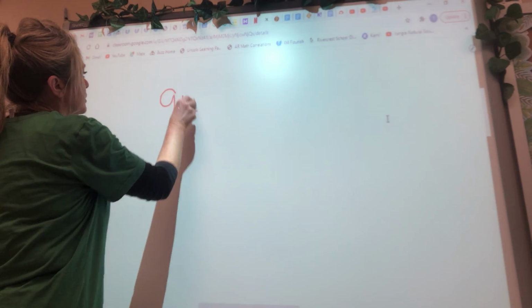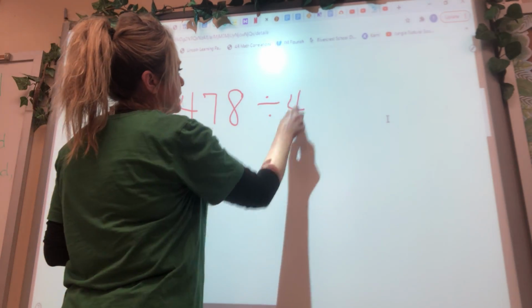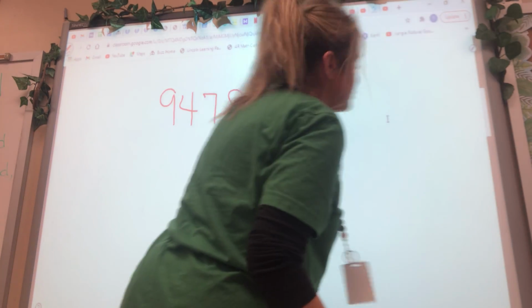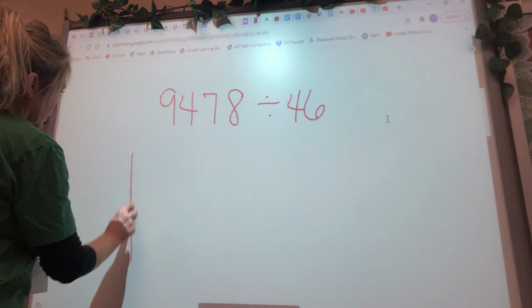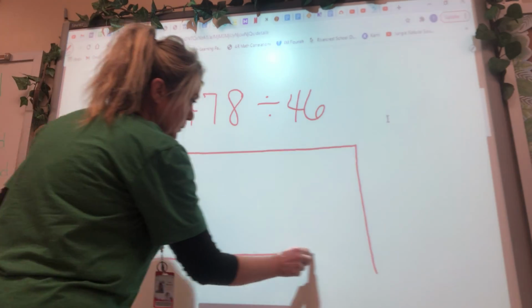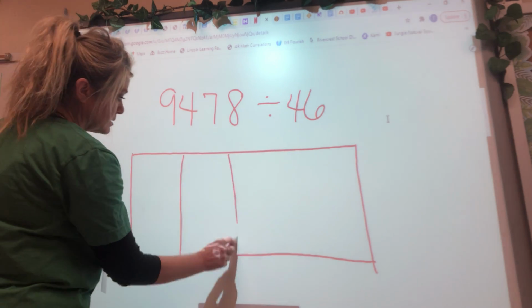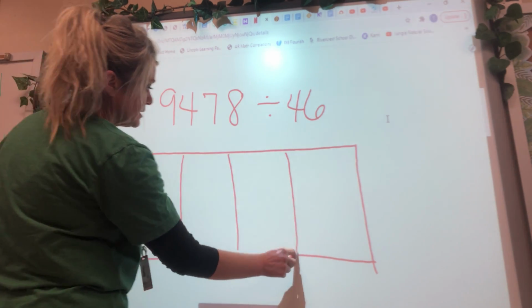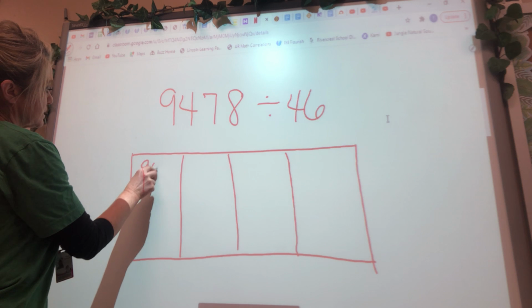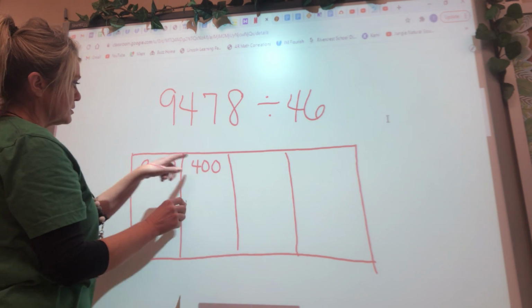We still have 9,478 divided by 46. And we're still going to use an area model. So we would still have our box, and we would still be dividing into 4 boxes because our number is 4 digits. And we'll still be breaking down by place value.